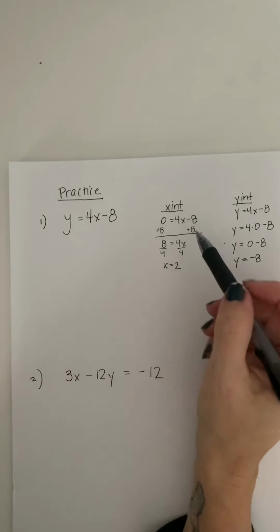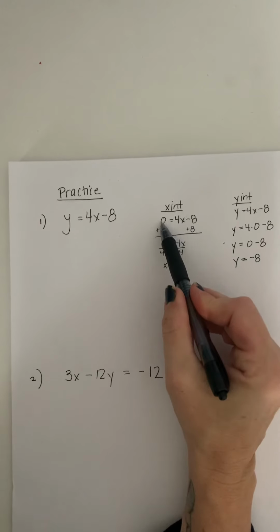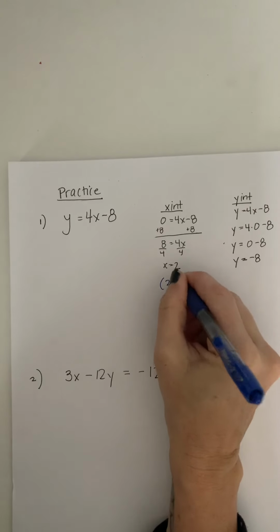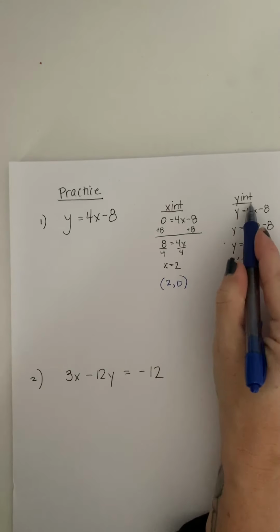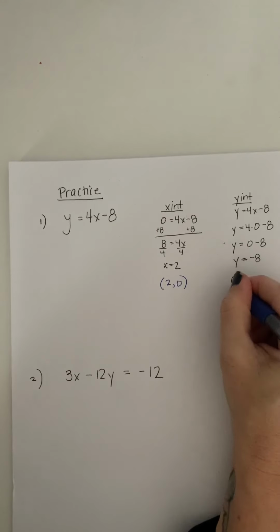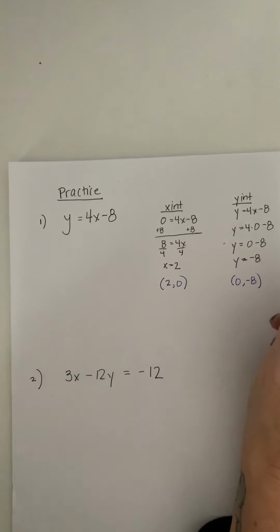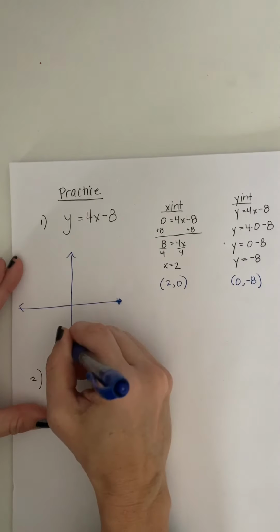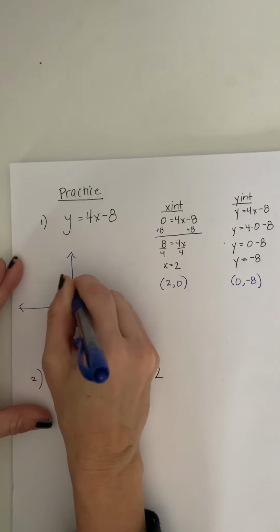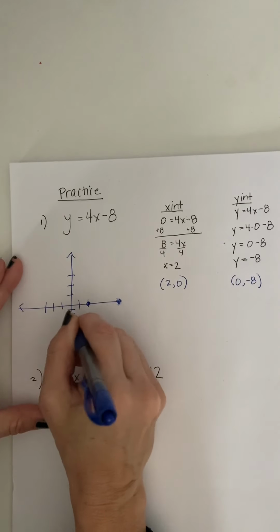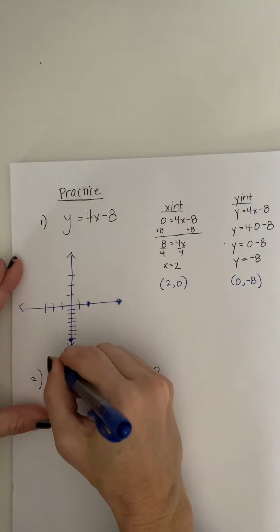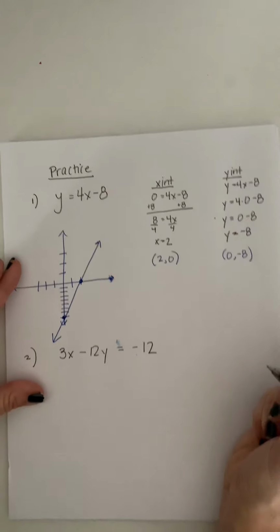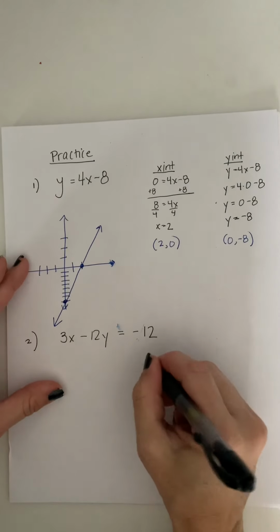Okay, hopefully you're coming back now. So for the x-intercept, I plugged in 0 for y, and I solved and got x equals 2. So the x-intercept is going to be 2, 0. For the y-intercept, I plugged in 0 for x, and I solved, I got negative 8. So I've got 0, negative 8. I go make myself a graph. Boom, got the graph. All right, second one, go ahead and pause and come back.